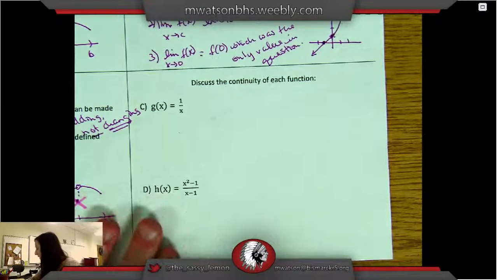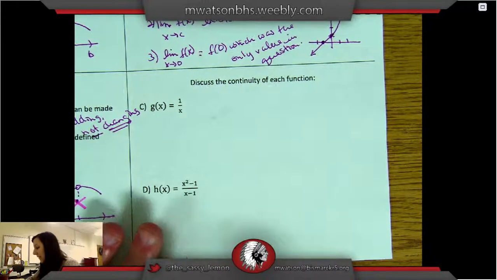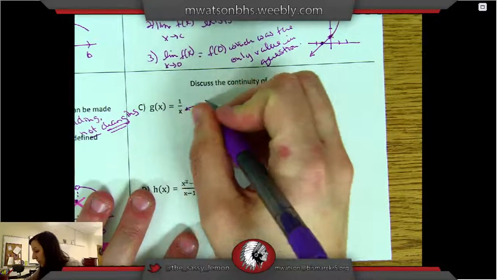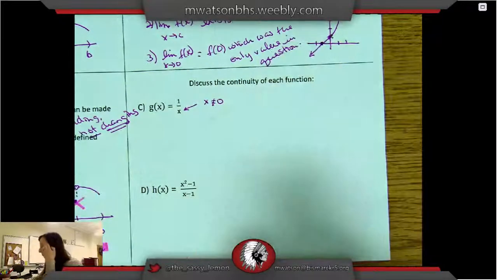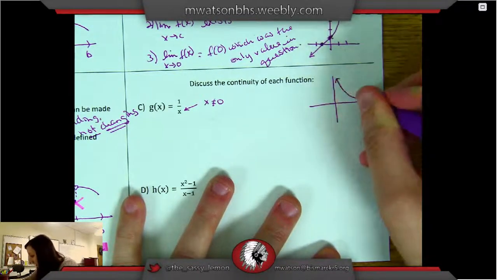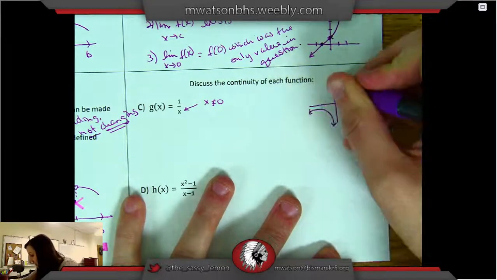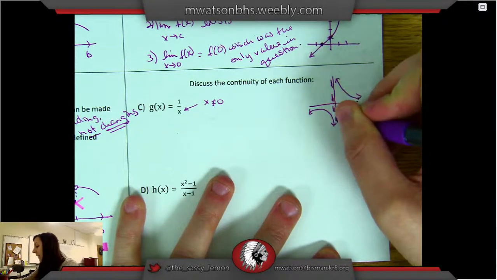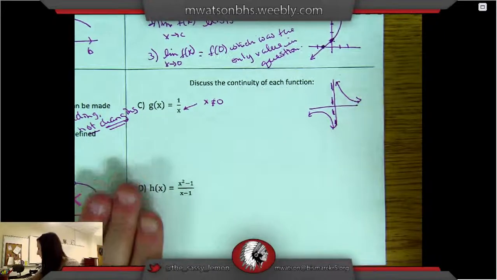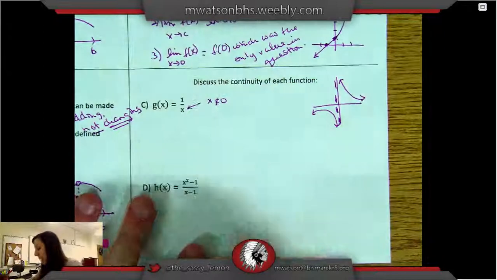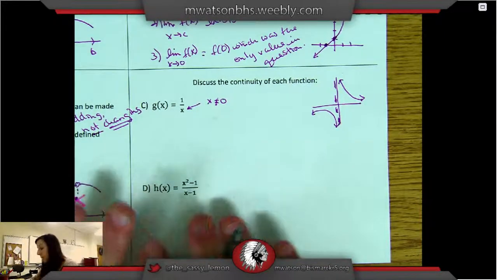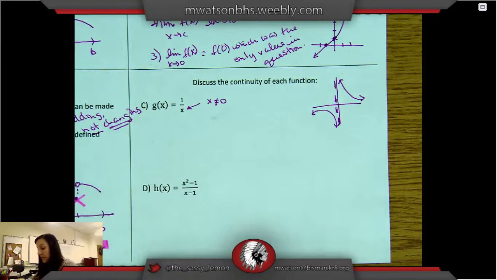All right, so g of x equals 1 over x. If you think about this function, the denominator can never equal 0. So what we have there, if you think about the graph, is it's actually a rational function. You could graph that on the graphing calculator and you would see a vertical asymptote at x equals 0. So what this means is that the first condition is not met. So there's a discontinuity there. But now we have to determine, is it removable or not?